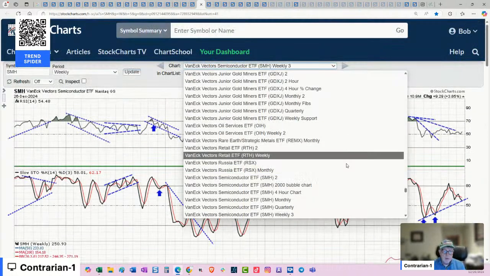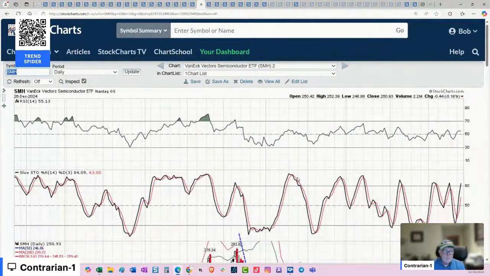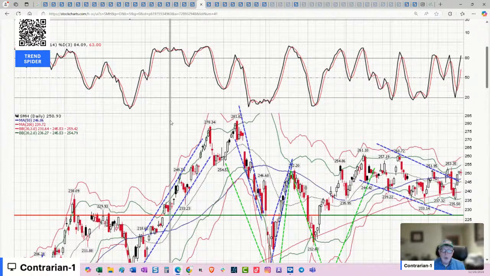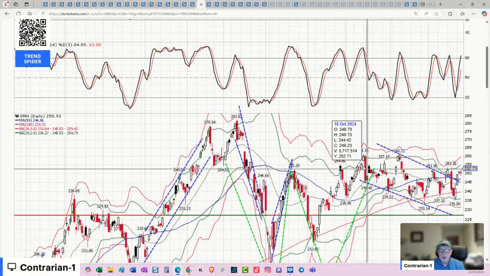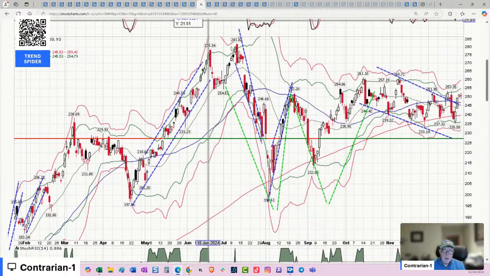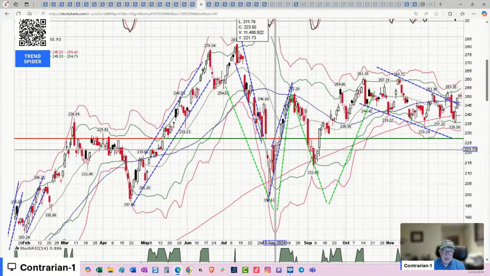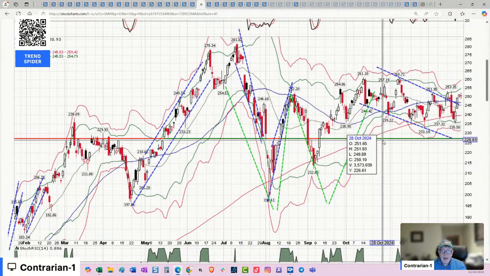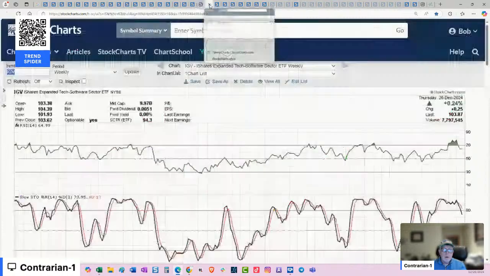Let's go to a daily view, see how we're setting up here. Looking good. Down day, but all down days are not made equal. We broke out of this bull flag setup. We have a nice W formation that's highlighted in this beautiful, beautiful lime green. And I like the setup. I think we're going higher. If we fail, look out below.